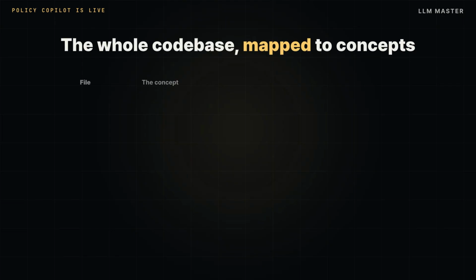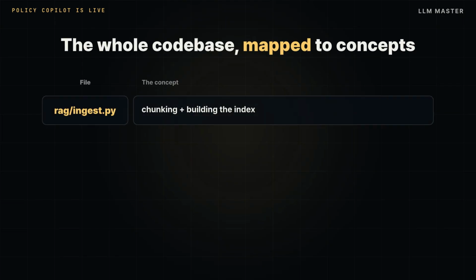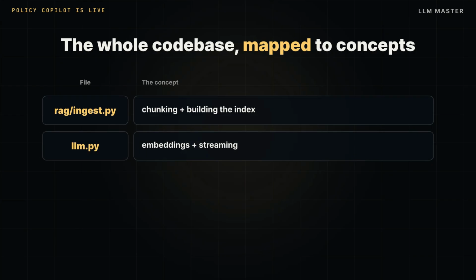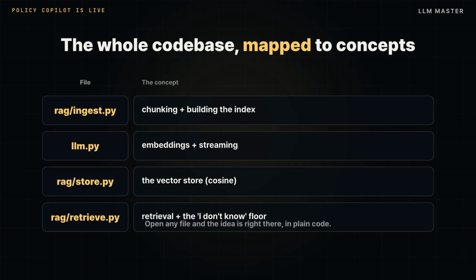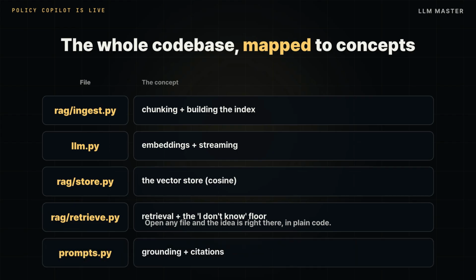Here's the map, and it's simple. Each file is one idea. If you ever forget what retrieval means, open retrieve.py, and it's right there in a few readable lines. ingest.py is chunking and building the index. llm.py is embeddings and streaming. store.py is the vector store. prompts.py is grounding and citations. And main.py ties it all into one streamed FastAPI service. Open any file, and the concept is right there in plain code.